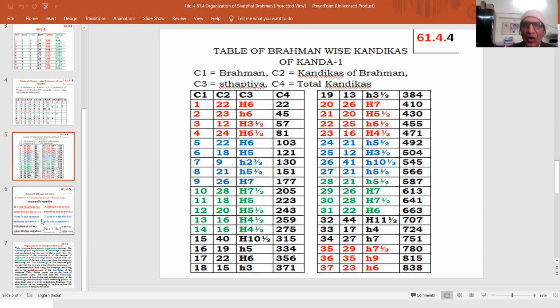Now, this tabulation, when is viewed ahead for the organization of the brahmanas as per their kandikas, then the tabulation with respect to Kanda 1 for its brahmanas, 37 in number, will come to be as is the tabulation on the computer screen. See, column 1 is the serial number of the brahmana. Column 2 is tabulation of the kandikas of each brahmana. So brahmana 1 is a scripture complete in itself of 22 kandikas.